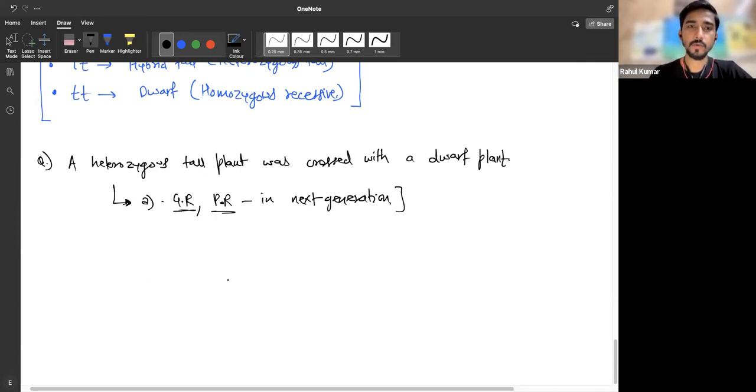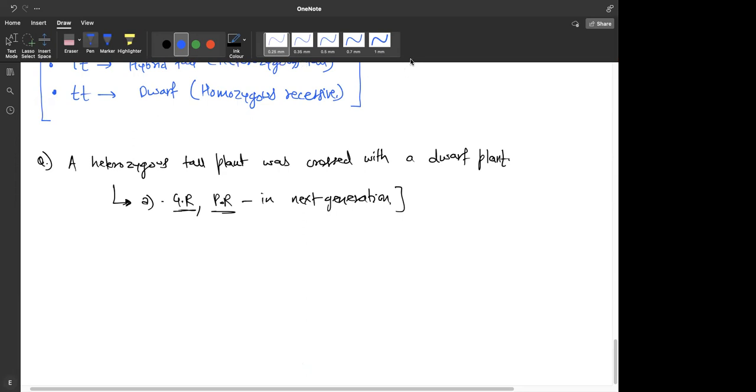I hope everyone is doing it. I received Arpit's answer, but what is it, Arpit? Genotypic ratio or phenotypic ratio? At least write GR or PR. You have to find both, okay?